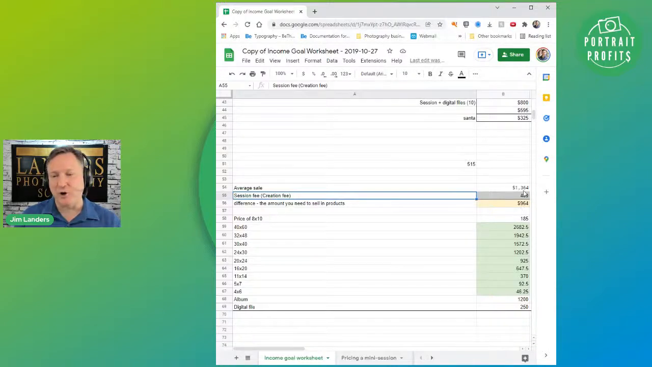But for me, if my goal was to get in $1,364 per client, then I'd have to make up the difference because I'm getting that $400 for the creation fee. They've already agreed to do that. They've already paid it. So what do I need left in my print sale? 964 in this particular scenario.